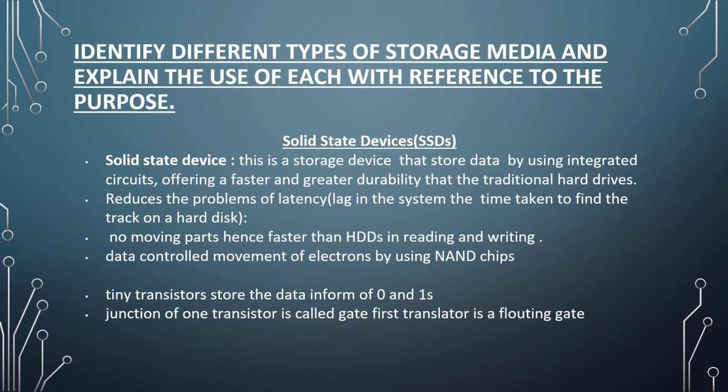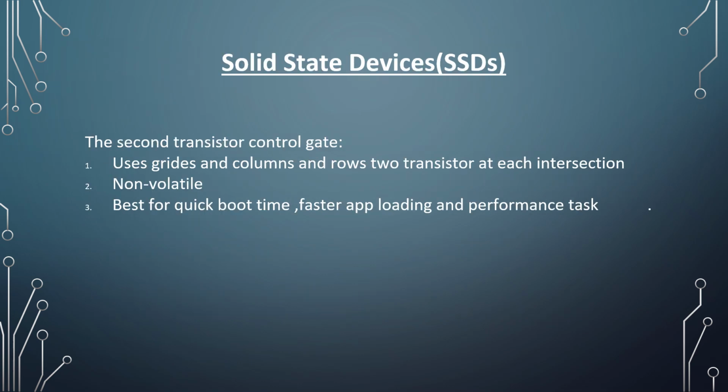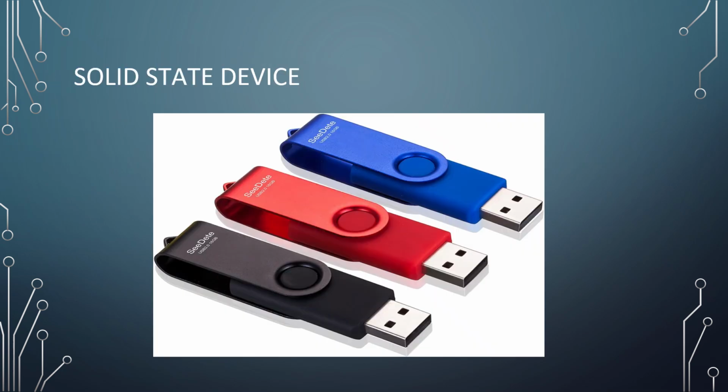Data is controlled by the movement of electrons using NAND chips. Tiny transistors store the data in the form of zeros and ones. The junction of one transistor is called a gate. The first transistor is the floating gate, and the second is the control gate. It uses a grid of columns and rows, with two transistors at each intersection. They are non-volatile, best for quick boot time, faster loading, and performance at tasks. In this image, we'll see an example of a solid-state device, also known as a flash disk.